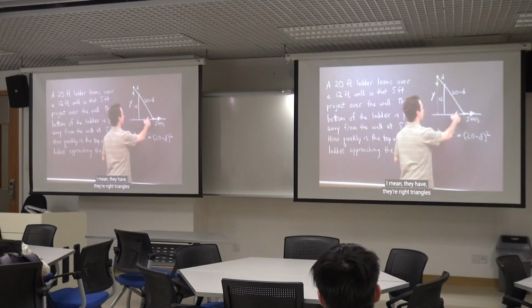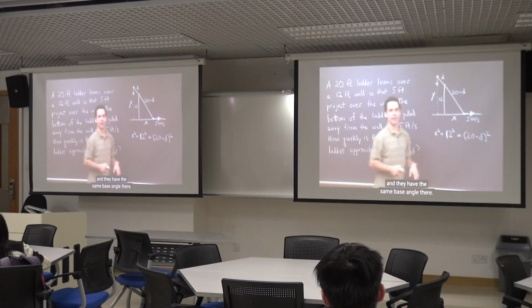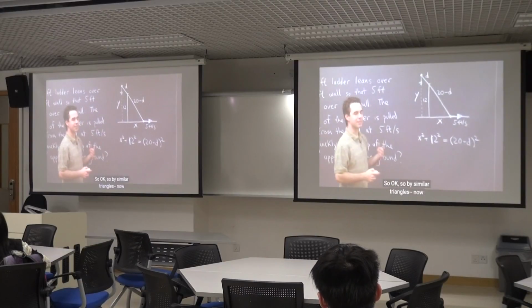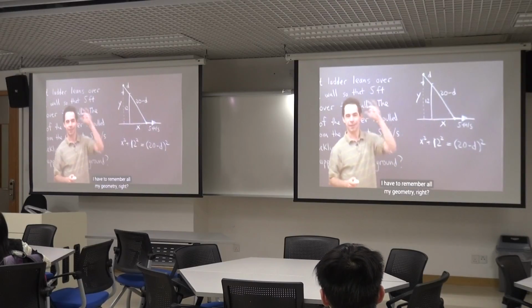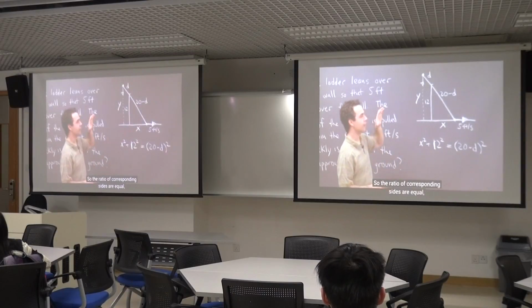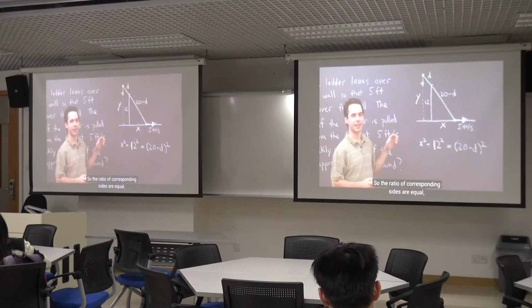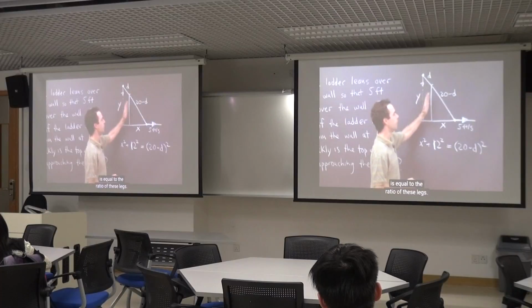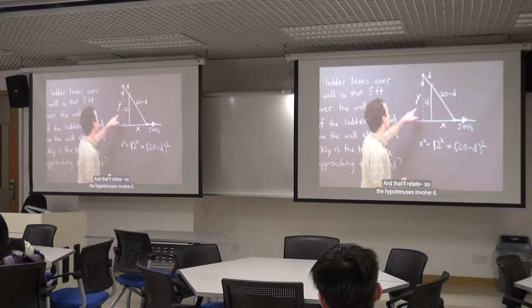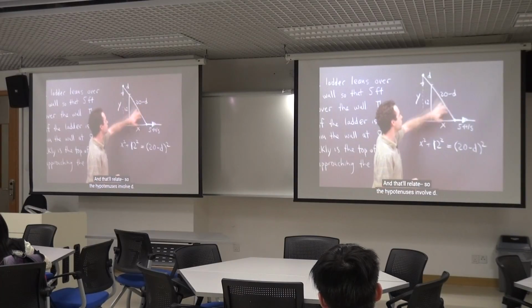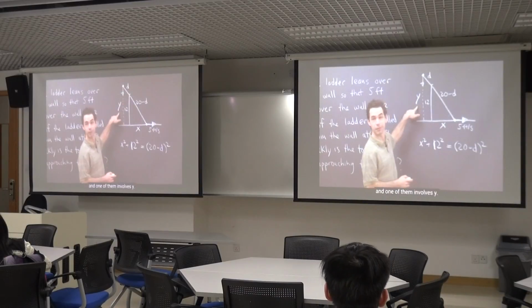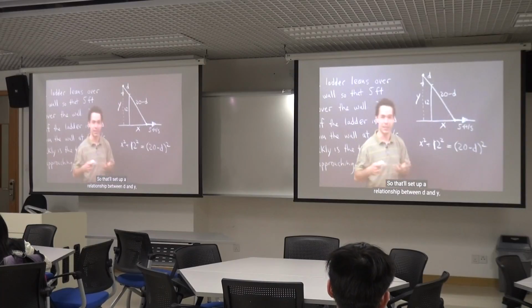I mean, they're right triangles and they have the same base angle there. So they're similar triangles. So by similar triangles, now I have to remember all my geometry, the ratio of corresponding sides are equal. So in this case, the ratio of the hypotenuses is equal to the ratio of these legs. The hypotenuses involve d, and the vertical legs, well, one of them is just constant, and one of them involves y. So that'll set up a relationship between d and y.